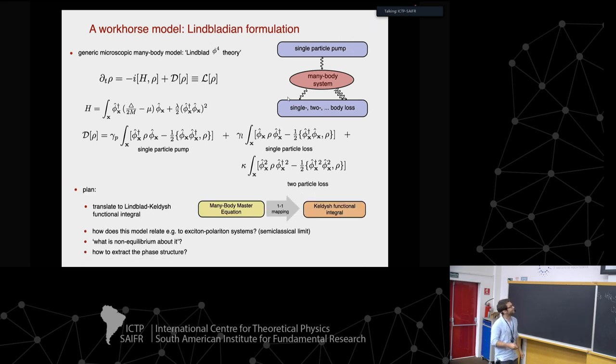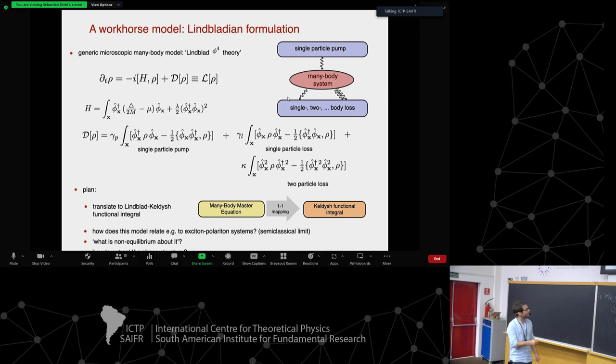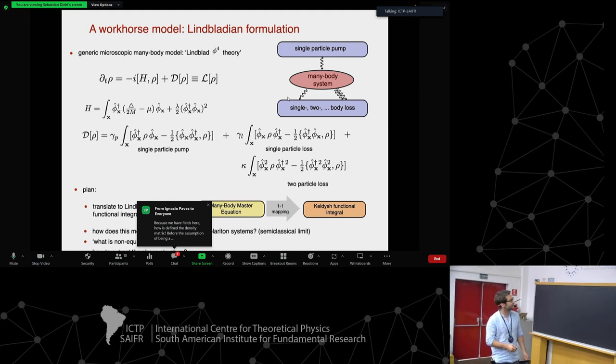Okay, very good. So now the plan is to translate the physics of this equation, and even more general driven open quantum systems, from this many-body master equation into a Keldysh functional integral, because we have fields here.